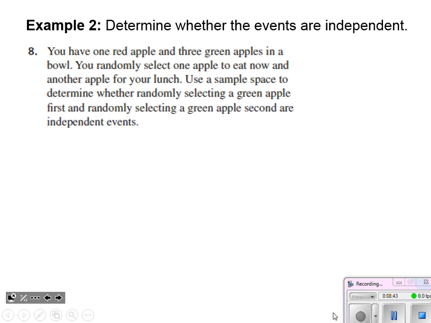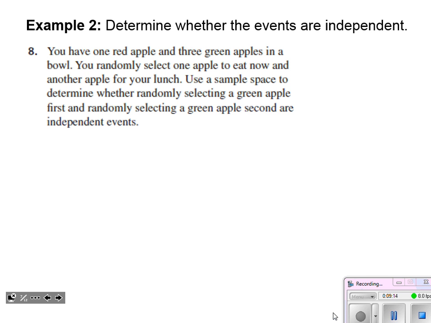So here in number 8, we have 1 red apple and 3 green apples in a bowl. Randomly select 1 apple to eat now and another one to take with your lunch. Use a sample space to determine whether randomly selecting a green apple first and randomly selecting a green apple second are independent events. Okay, notice it says 1 apple to eat now, and then you take another one for lunch. All right, it says use a sample space. So let's just list out some possibilities that we could have.